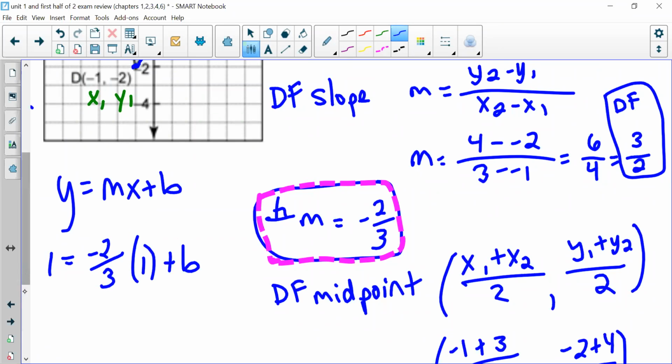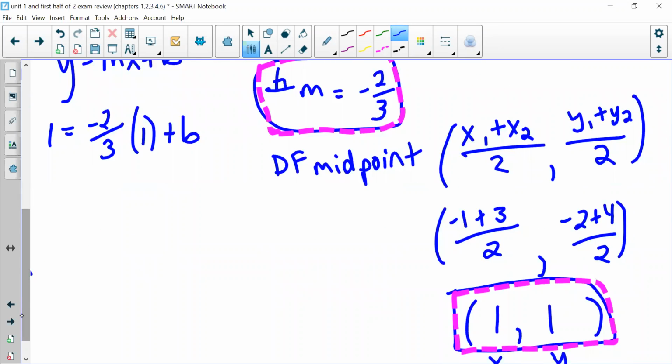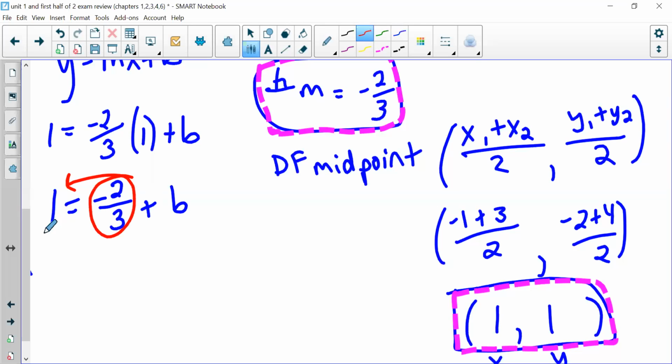And how can I isolate for b? What's -2/3 times 1? -2/3. Fantastic. And then how do I isolate for b? Bring it to the other side, which becomes 2/3. Okay, so what's 1 plus 2/3? I think it's 5/3, or 1 and 2/3, or I guess 1.6 repeating, but I'm going to leave it as 5/3.